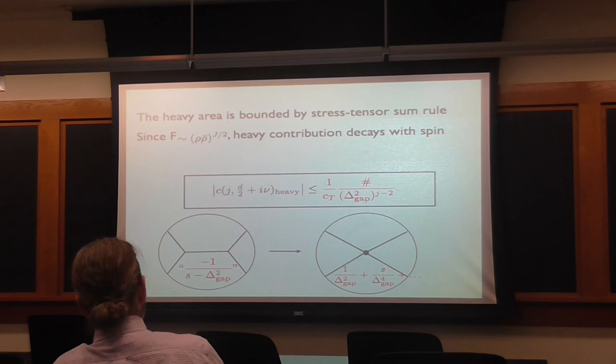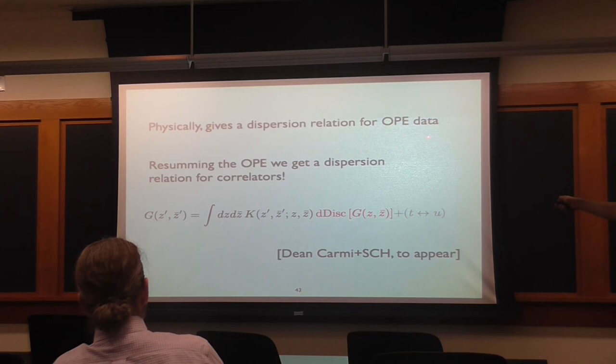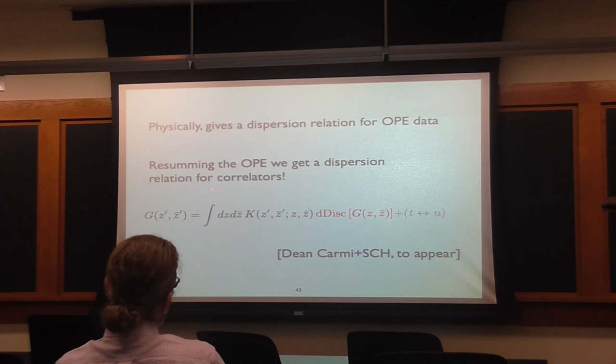Here is a technical comment: spin does not count exactly the number of derivatives, but it's closely related. So physically what this gives is a dispersion relation for the OPE data. But actually, once you have that, you can resum the OPE and get the dispersion relation for the correlator, the thing we started with, trying to find. This would be published in some work that's to appear.